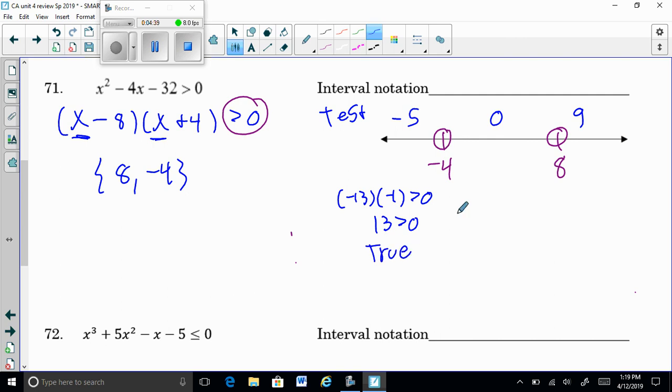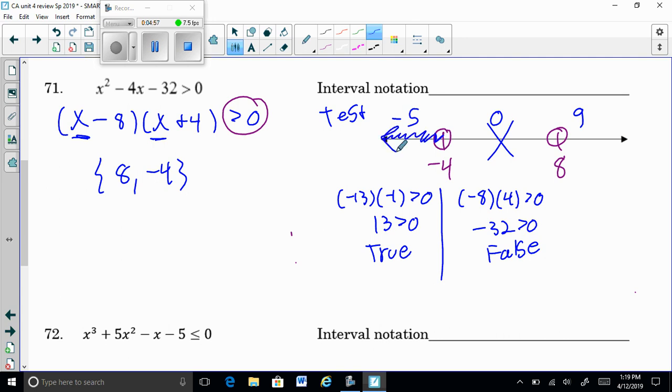Okay. Now we'll try plugging in 0. If you plug in 0, you're going to get -8 times +4. Is that greater than 0? No, that's going to come back as false. Okay. We won't shade here. We will shade, though, on that other one that we just completed right there.